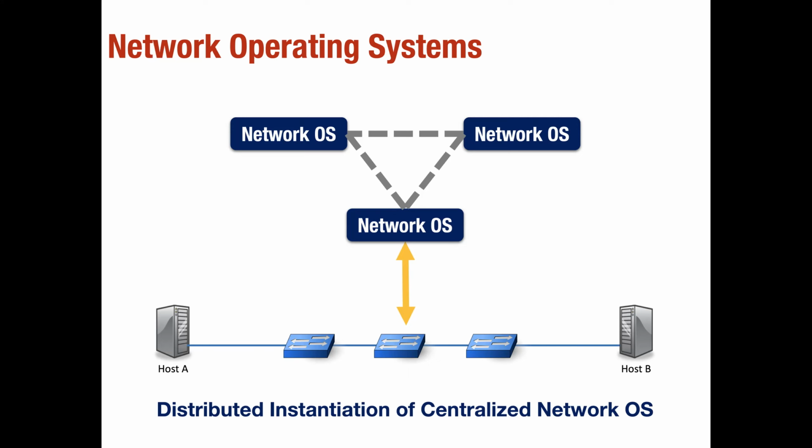Not on those devices. So the argument that we had, why do you need to take the control plane away from these forwarding elements, is because now we can afford to keep them fast and dumb and have the intelligence somewhere else, right? So this is the argument for a distributed instantiation of a centralized network operating system for networking. Okay.